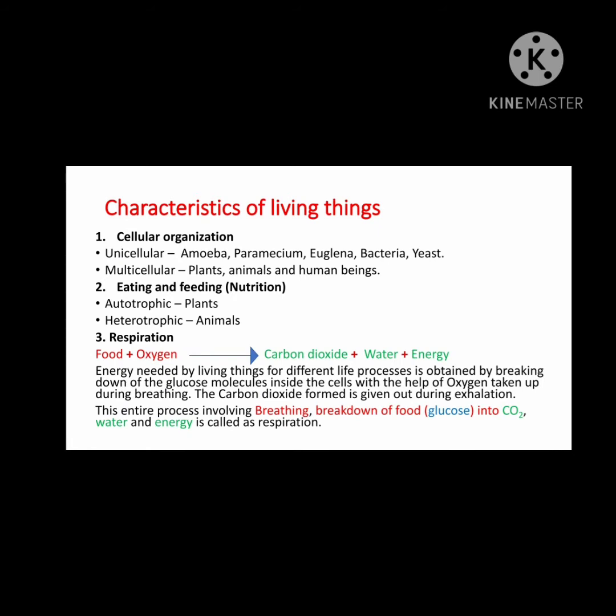The first characteristic of living things is the cellular organization. All the living things are made up of smallest unit, that is cell. I told you it already that each and every organism is made up of cells. The animal may be unicellular or multicellular, or the plant also may be unicellular or multicellular. Whether it is a plant or animal, it is an organism, right?